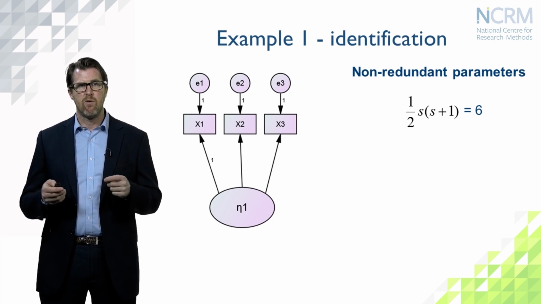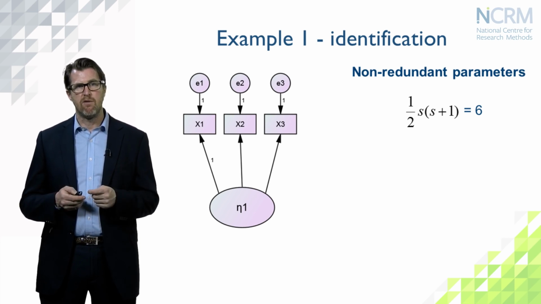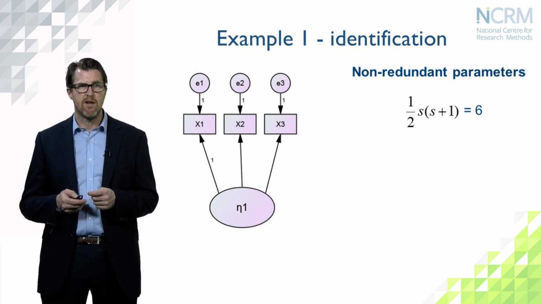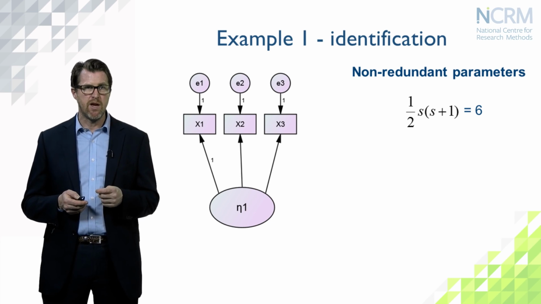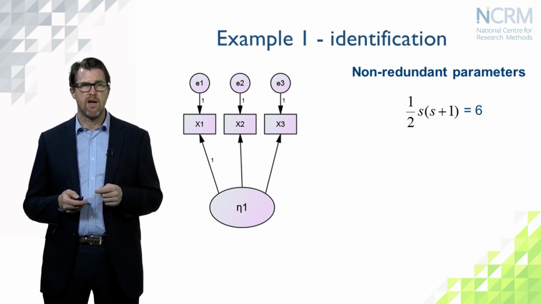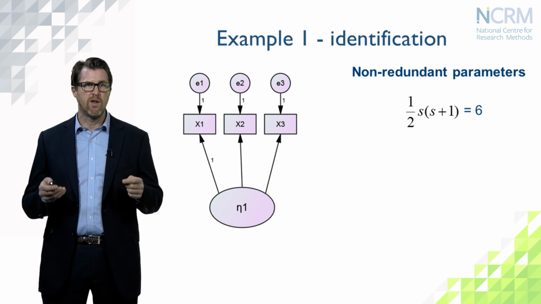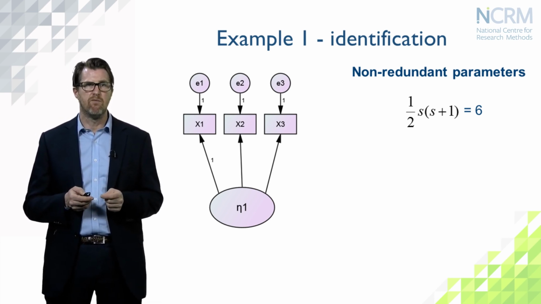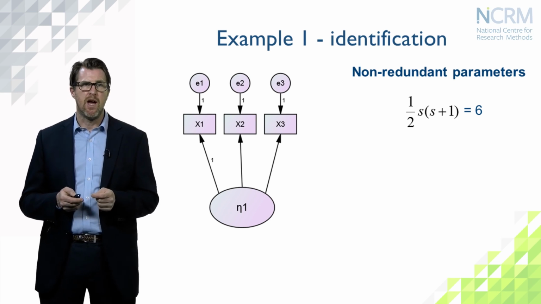So if we want to find the number of non-redundant parameters, we can use our half S times S plus 1 equation. Now we have S here is equal to 3, so S times S plus 1 is 3 times 4, that's 12. If we take half of that, it gives us 6 as the number of non-redundant parameters.